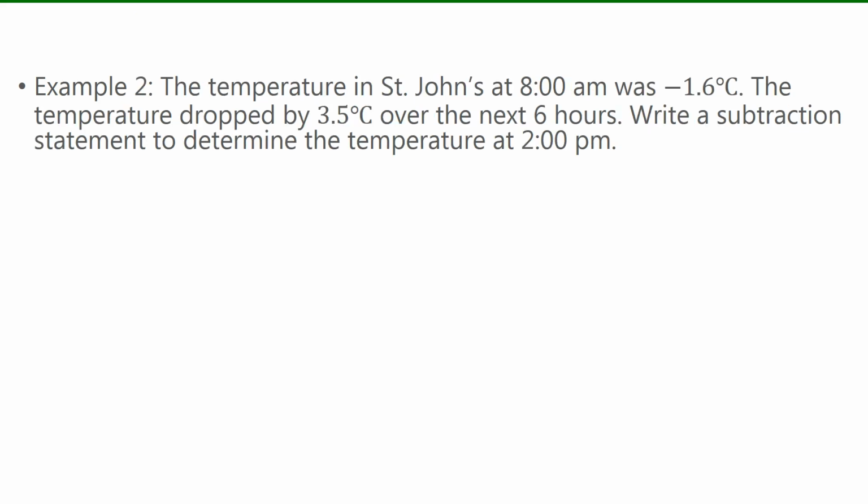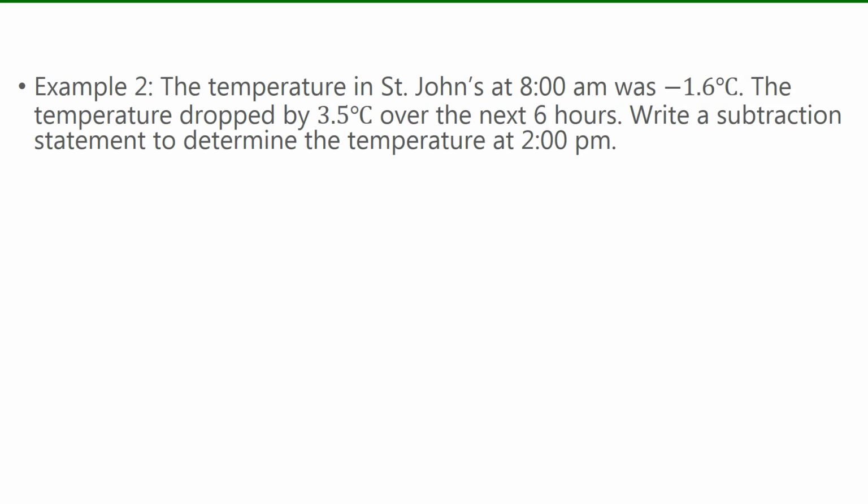In example 2, it says the temperature in St. John's at 8 a.m. was -1.6 degrees Celsius. The temperature dropped by 3.5 degrees Celsius over the next 6 hours. Write a subtraction statement to determine the temperature at 2 p.m.